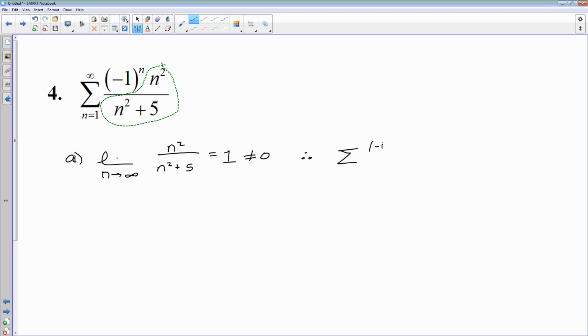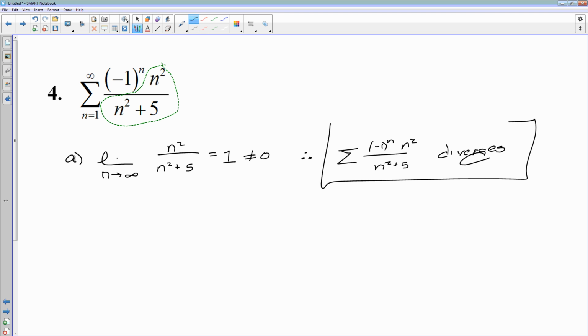Therefore, this whole series, (-1)^n times n squared over n squared plus 5, diverges. Good? There we go. So that is your alternating series test. There is a little bit more to it, but we'll talk about it in more detail later.